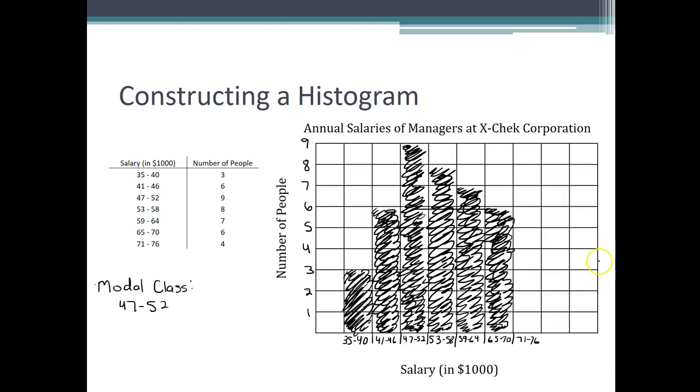And 71 to 76 had 4. So there you got it.